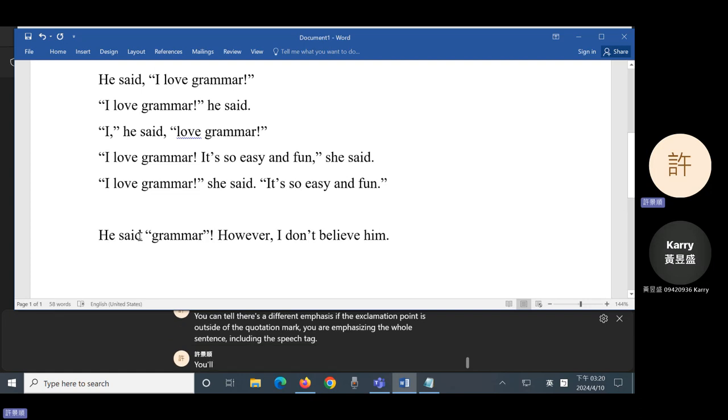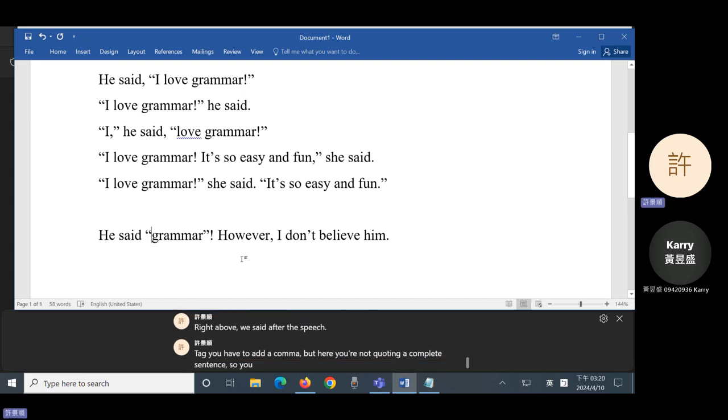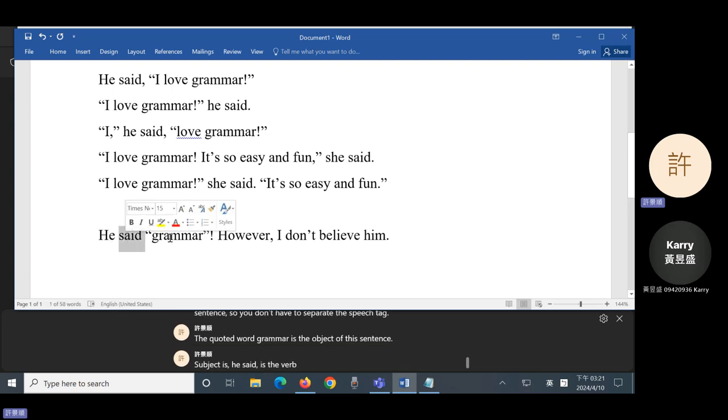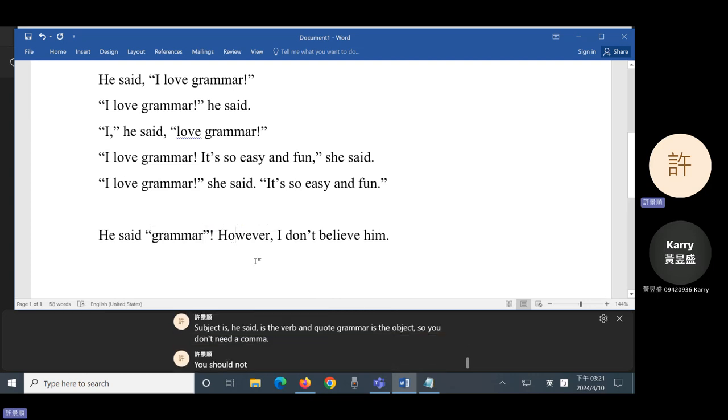You'll also notice that there's no comma here. Right? Above, we said after the speech tag, you have to add a comma. But here, you're not quoting a complete sentence, so you don't have to separate the speech tag. The quoted word grammar is the object of this sentence. Subject is he, said is the verb, and quote grammar is the object. So you don't need a comma. You should not add a comma.